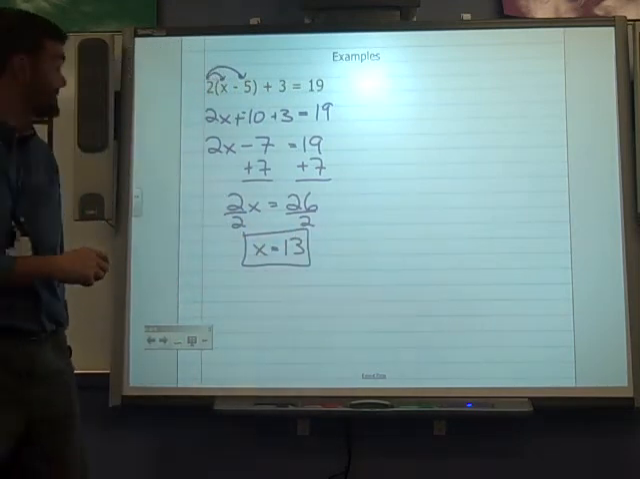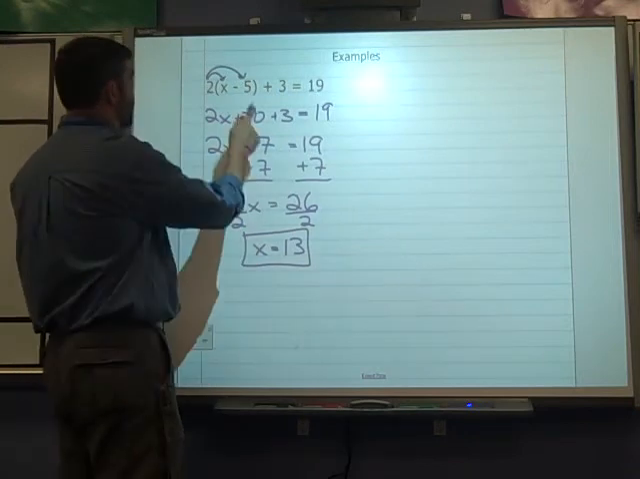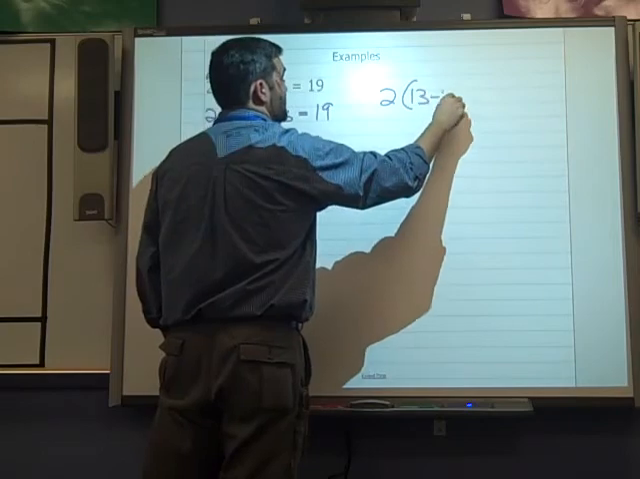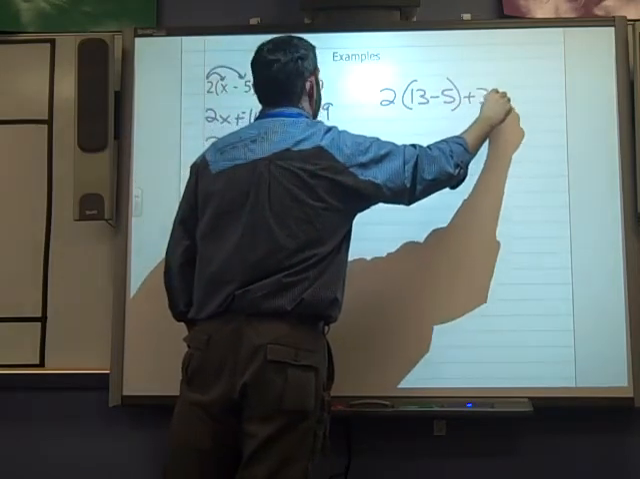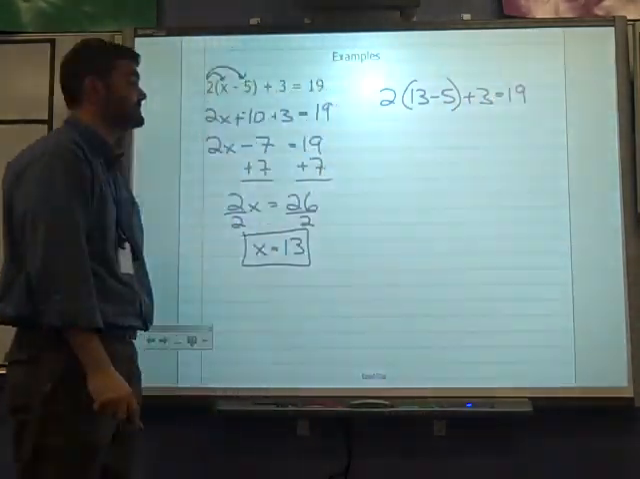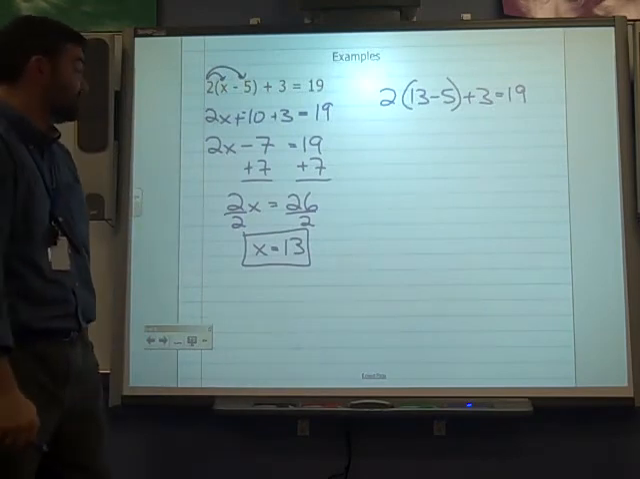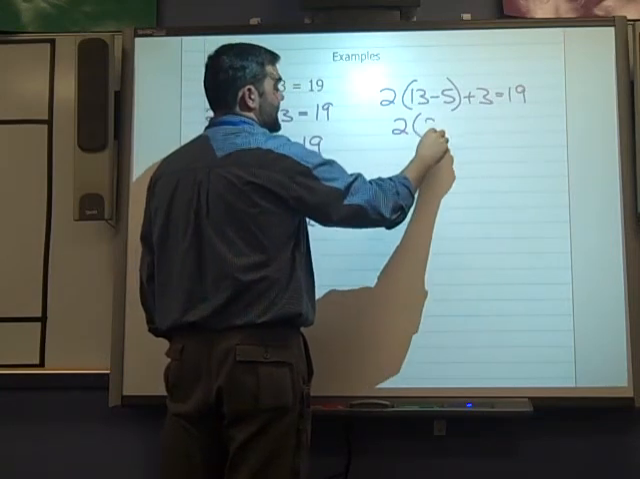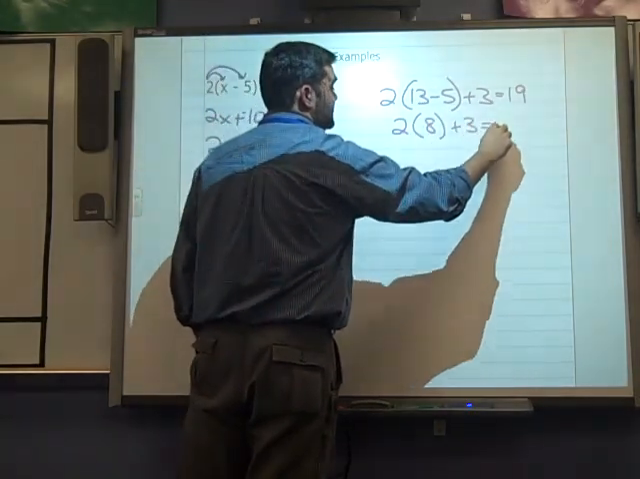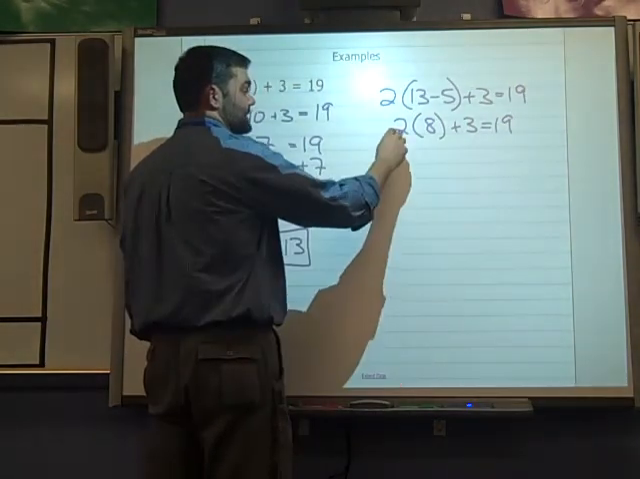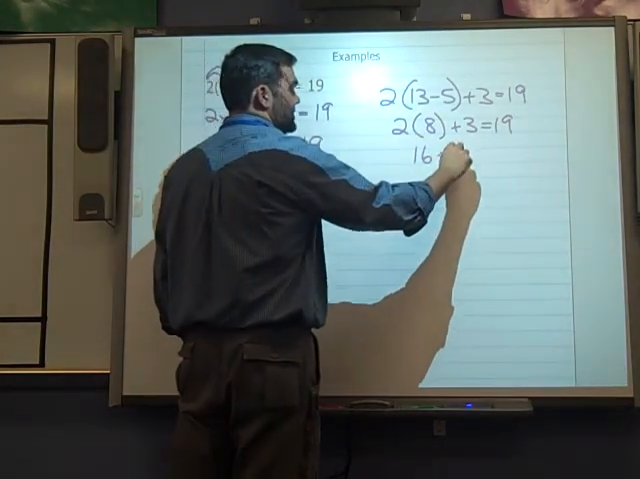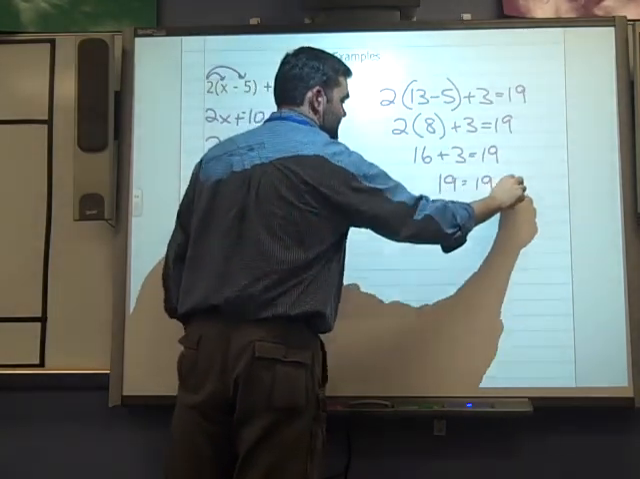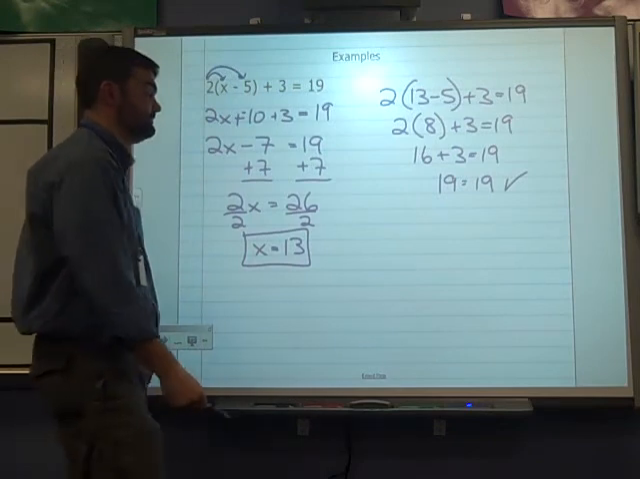Okay, time to check and see if we're right. So we take x, plug it back in. 2 times the quantity 13 minus 5 plus 3 has to equal 19. So order of operations, we do parentheses first. 2 times, that's 8, plus 3 equals 19. Multiply, 16 plus 3 equals 19, and that is 19 equals 19.